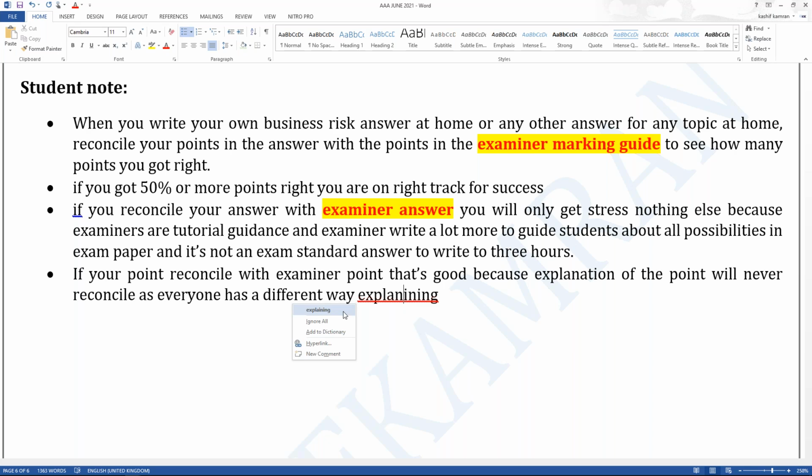There are 3 students sitting in a class and they're writing the same business risk. They will have the same business risk, but will they have the same explanation? Tell me. They will not have the same explanation. But will all of them get marks? Definitely. So is everyone clear with the student note? Can we move towards the start of the paper now?